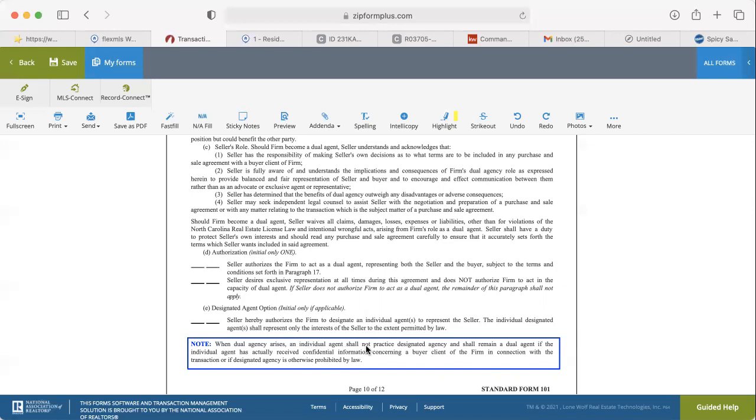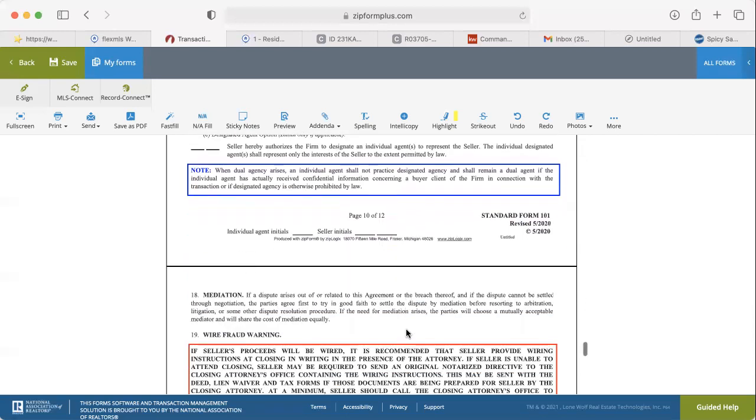And this means that if I'm representing you as a seller's agent and another member of my firm brings a buyer, we will act like we work at different firms. So I will not share with them any pertinent information about you personally, and they will not share anything personally about their buyer to me. So this is a good option.